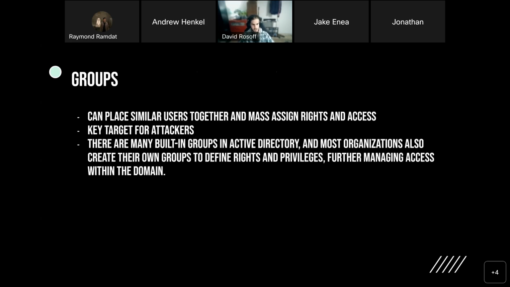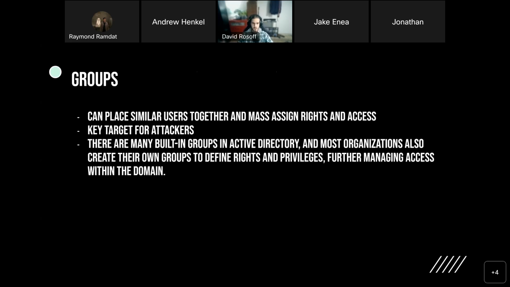Okay. We also have the concept of groups. Groups are another way of grouping different objects together. There are a bunch of built-in groups, and you can obviously define your own groups. The difference between groups and OUs is that, while they're both considered AD objects, you can assign rights and privileges to groups. And so members of that group will inherit the rights and privileges of that group.